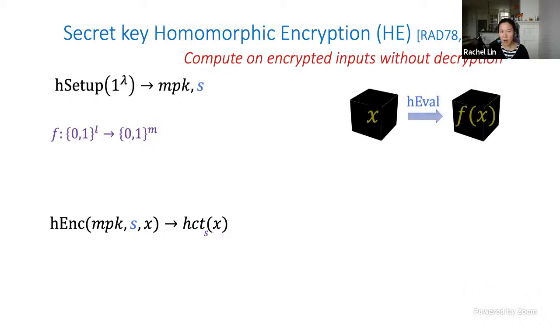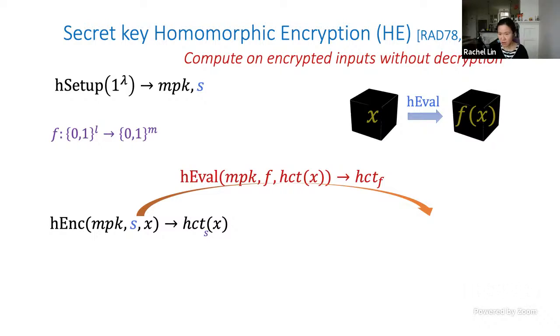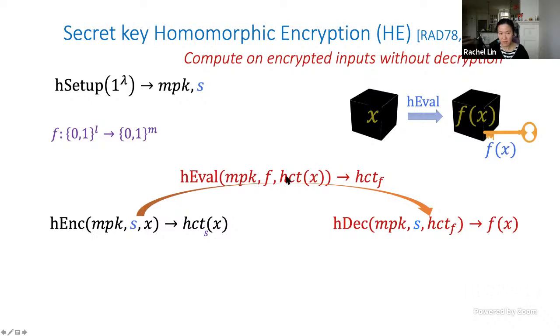And the magic of homomorphic encryption is that given any function, we can actually turn a ciphertext of an input X into a ciphertext of the output f of X. This is formally captured as the homomorphic evaluation procedure, which makes use of only the master public key, the function, and the ciphertext, and has no knowledge about the secret key whatsoever. And when we decrypt this output ciphertext resulting from the homomorphic evaluation procedure, what we get is f of X, the output.